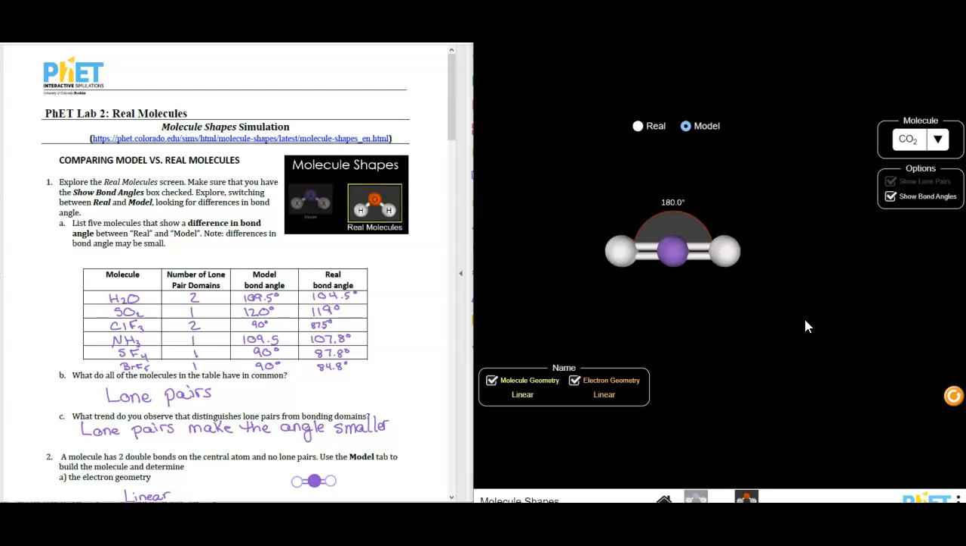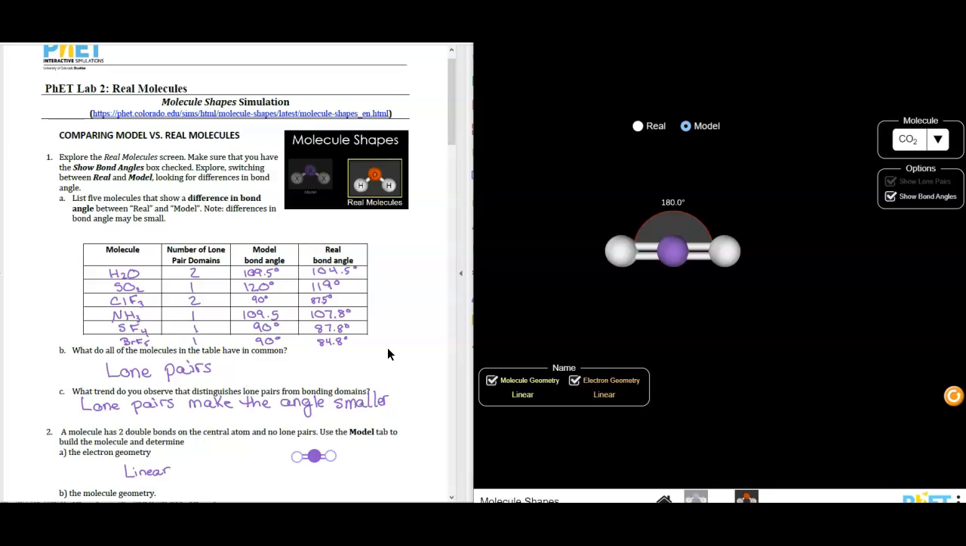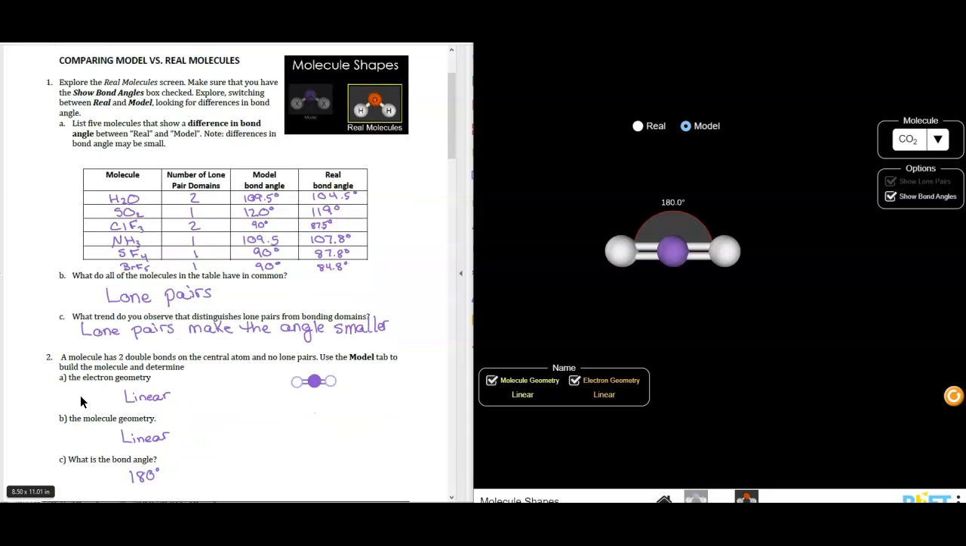So I checked all of the molecules and here's what I have. Water, SO2, ClF3, NH3, SF4, and BrF5 all have real bond angles smaller than the model. All of these molecules have unbonded lone pair electrons, and the angle is always smaller than the theoretical angle. Interesting.